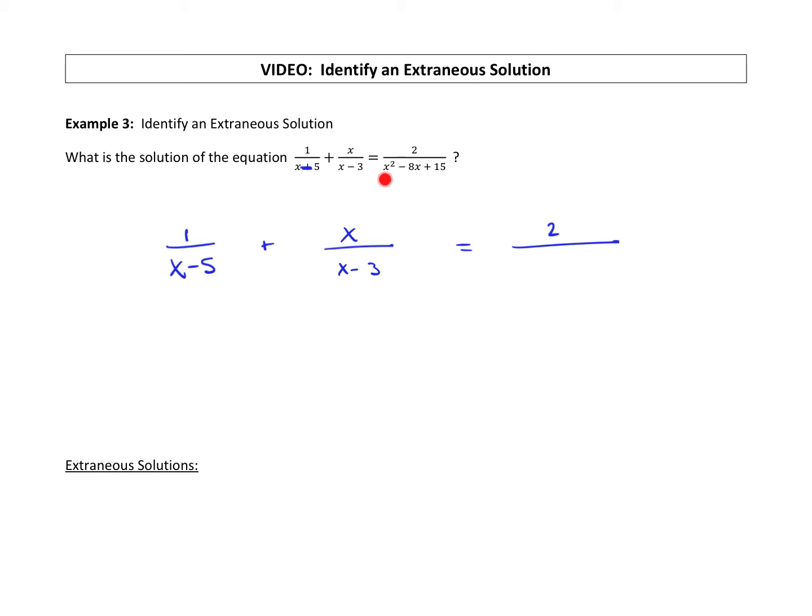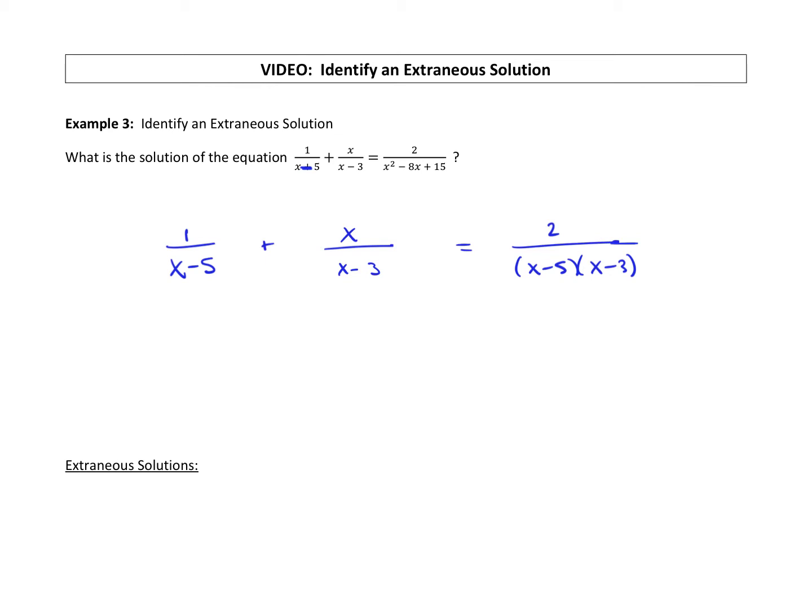So it's just an x squared. There's no GCF. Are there factors of 15 that add up to negative 8? Your factors of 15 that add up to negative 8 are negative 5 and negative 3. So x minus 5, x minus 3.